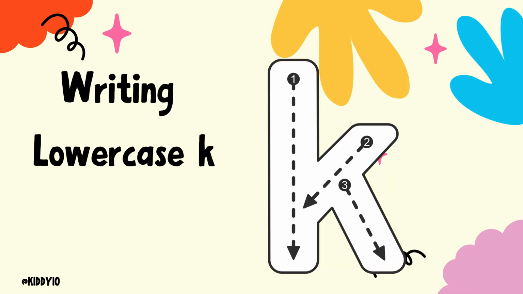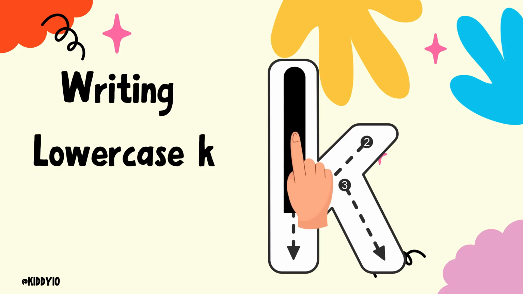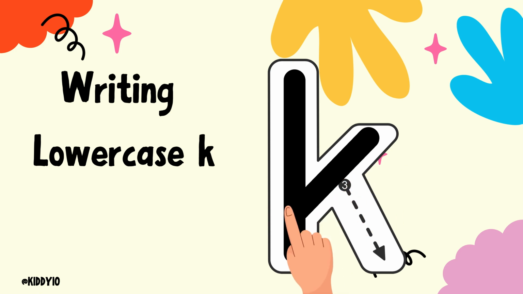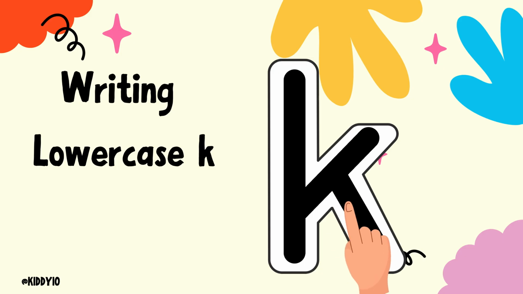Great work! Now, let's write lowercase k. Draw a straight line down. Make a little slanted line down. Then, another slanted line down to the bottom. That makes lowercase k. Let's do that again.